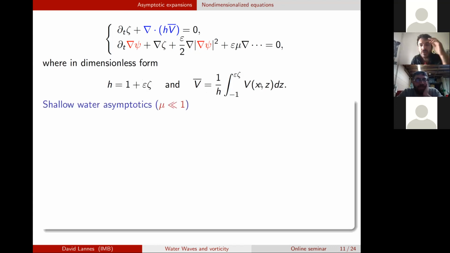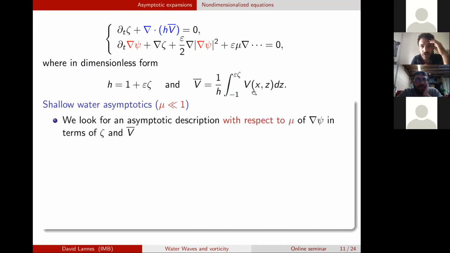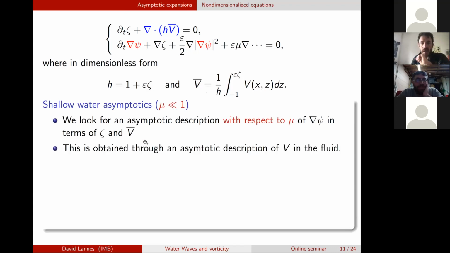And the shallow water asymptotics. So you assume that mu is small. And you want to find an asymptotic description relating gradient of psi, this red quantity, in terms of zeta and v bar. So how do you do this? What you are going to do, you see that if you are able to find in this integral an asymptotic description of the velocity field in terms of mu, then you will deduce an asymptotic description for v bar.